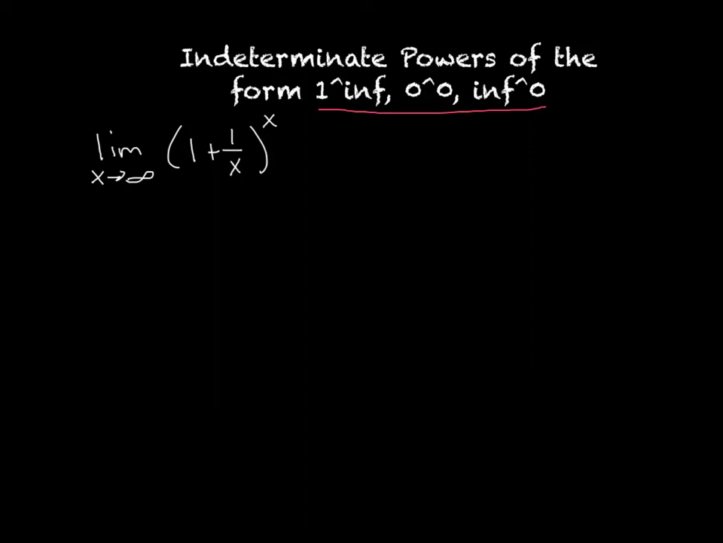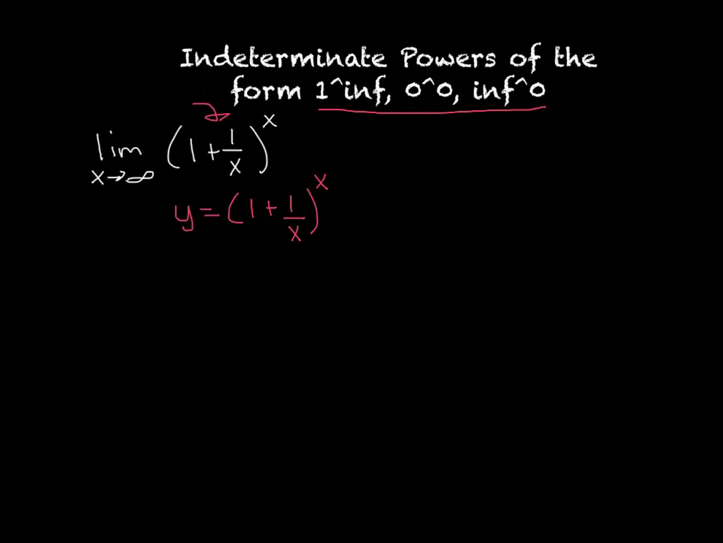What we're going to do is let y equal this function. Well, first of all, before we do that, let's prove that it is indeed a 1 to the infinity problem. As x approaches infinity, the inside of this is simply going to be 1 plus 1 over infinity, which is 1 plus a really small number. So do you see what I'm saying? It's not just exactly 1, it's 1.0 something. And you're raising that to the infinity power. So this is a 1 to infinity type of indeterminate power.